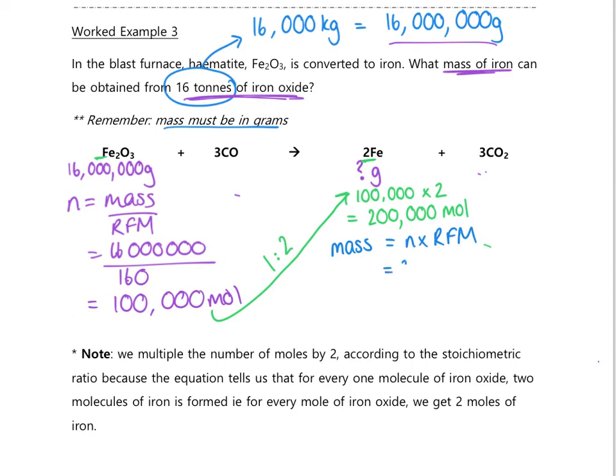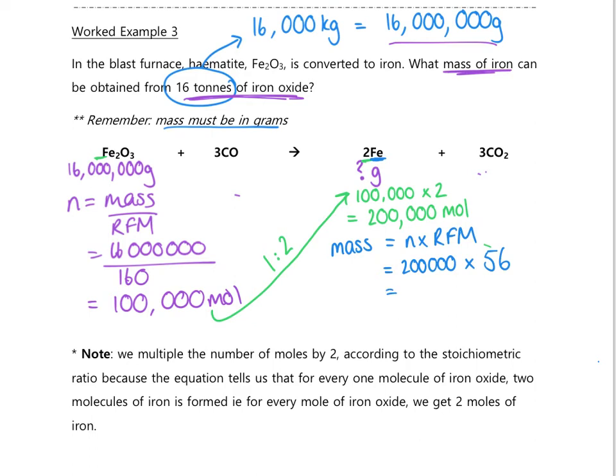My number of moles is 200,000. My RFM of iron is 56. And I'm just taking the RFM of the formula. I don't take into account the fact that there's a 2 in front of that, because I've already taken that into consideration in my balancing number ratio. So I'm just looking at the RFM of what's in my formula, which is iron.